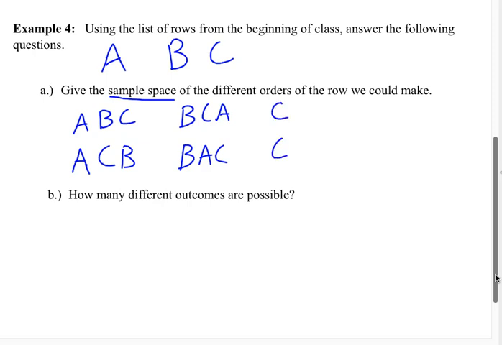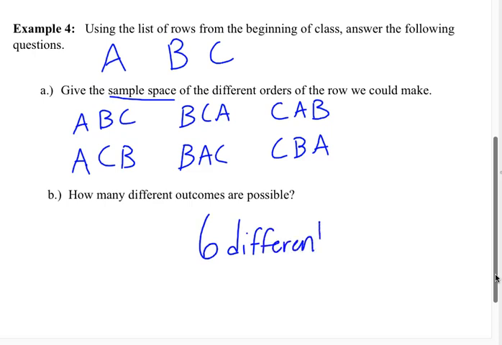Now let's say C, A, B, and then C is first, and we're going to switch the B and the A. Okay, again, how many different outcomes are possible? 6 different outcomes. And that is our sample space.